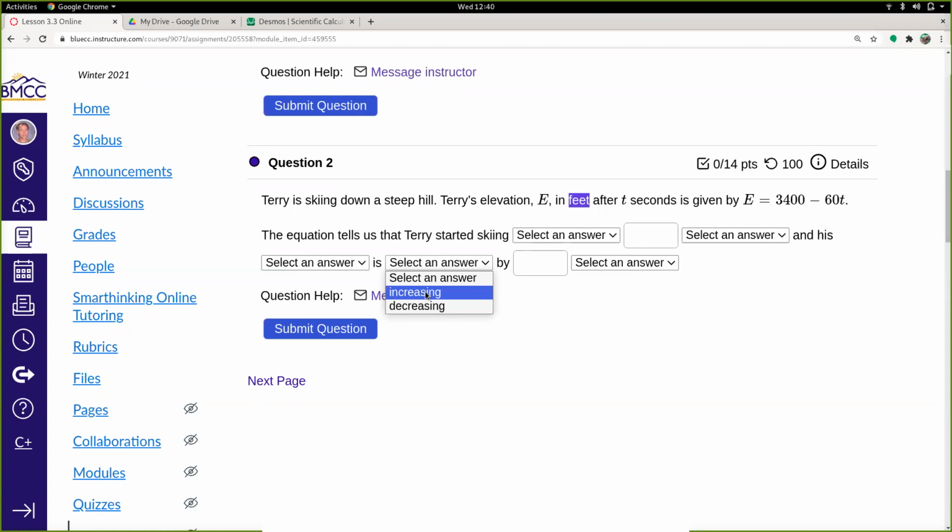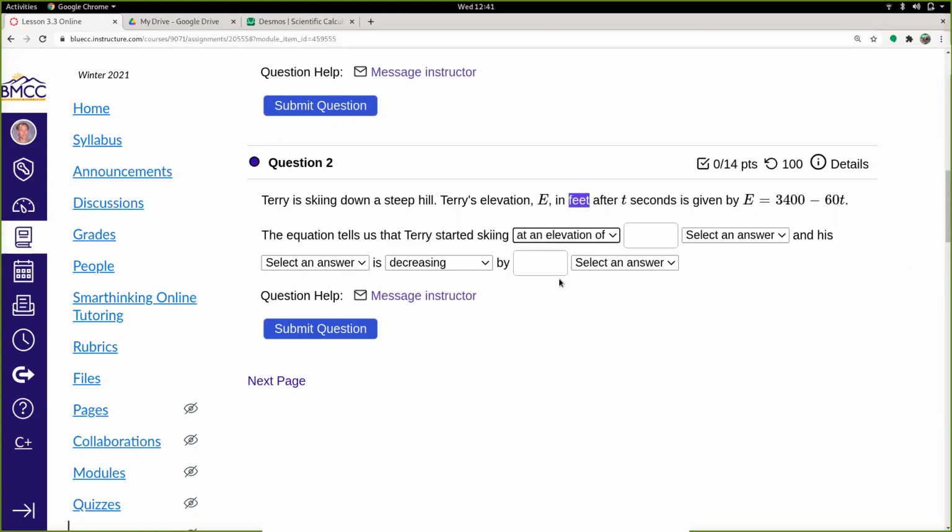Okay, so once I see the increasing or decreasing, I go like, okay, so that is slope. Is Terry going up or down? Down. Down, okay, so I got decreasing there. So I know the second part here is about the slope now based on that cue. So I can go back up here, and this first part must be about the y-intercept.